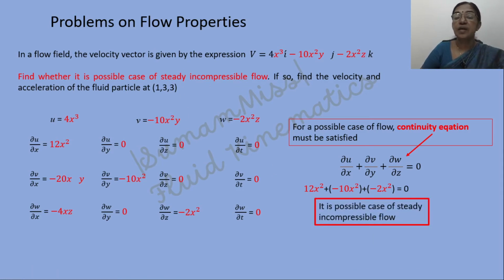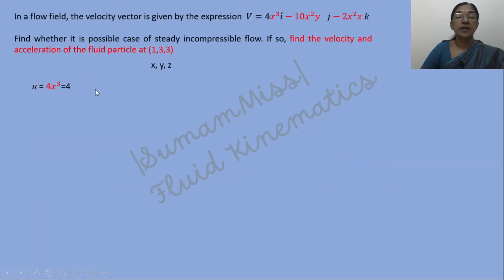Next, we have to calculate the velocity and acceleration of the fluid particle at 1, 3, 3. The velocity vector at the point 1, 3, 3 can be obtained by calculating u, v and w at the point 1, 3, 3. So u is equal to 4x³. Substituting x equal to 1, u equals 4. Similarly, v equals minus 10x²y. Substituting x equal to 1 and y equal to 3, the value of v equals minus 30.